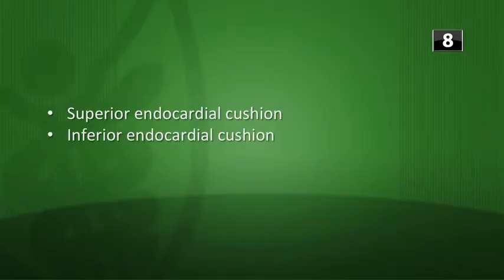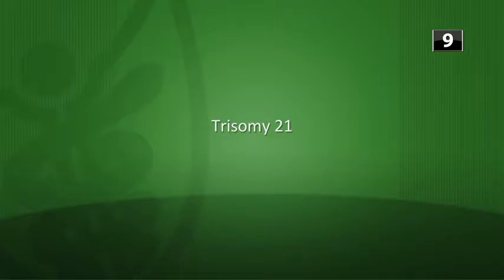Then number 8 says, what structure grows to close the opening between the atrial chamber and the ventricular chamber into 2 smaller openings? Now this is the superior and inferior endocardial cushion. So we saw that before, right in the middle of the heart. And number 9 says, what genetic abnormality is commonly associated with endocardial cushion defects? This one's important to know for sure. It's trisomy 21, or Down syndrome.